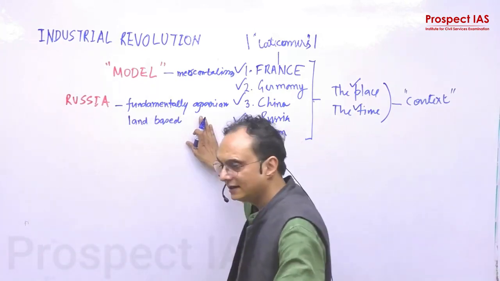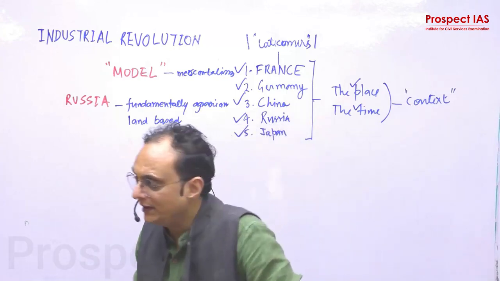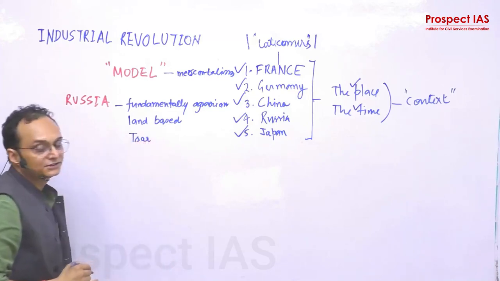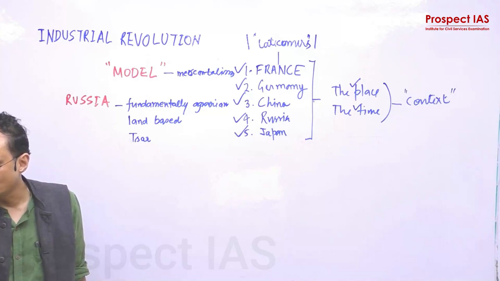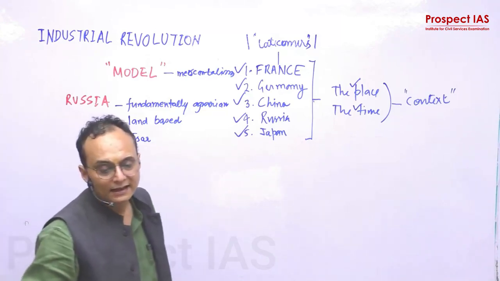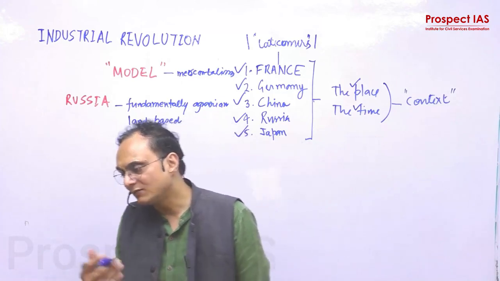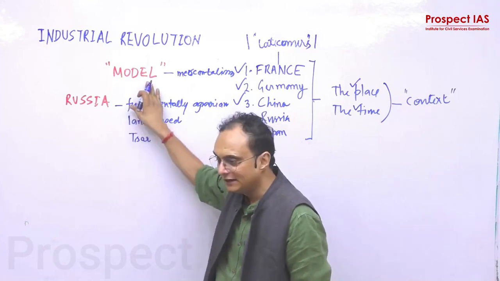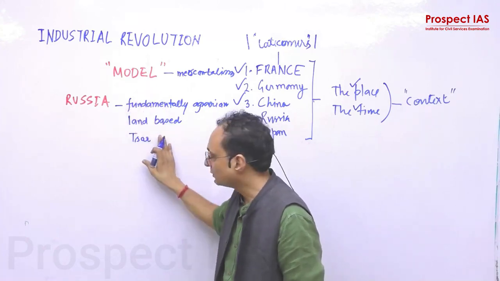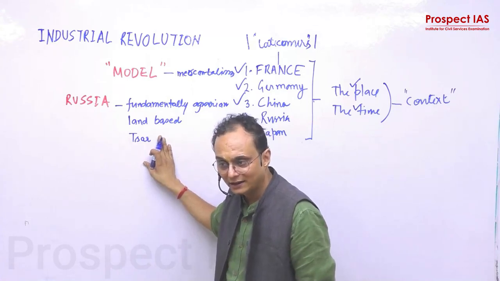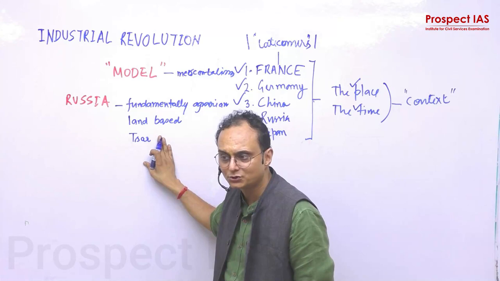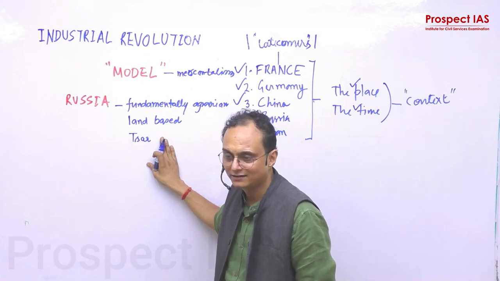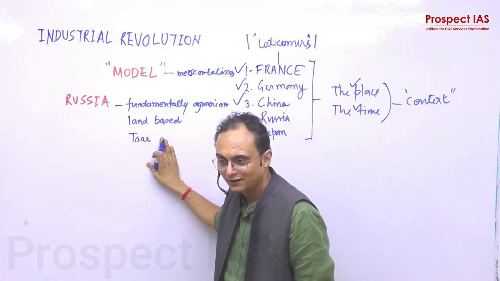So fundamentally agrarian, number 1. Number 2, land based, and the system of governance was czarist. Tsar. The king was called Tsar in Russia. T-S-A-R. Meaning the setup was very much different. Here you see, and don't forget to compare it with the English model. Okay, what was the English model? In England there was a king, but there was a parliament too, and parliament was stronger than the king. Here, czarist regime, czar, king, a dictator kind of king.